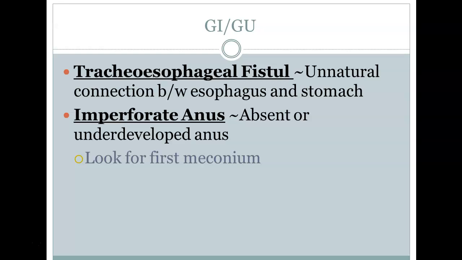So it's very important that we look for the first meconium. We give the newborn about 24 hours to have their first meconium. If they haven't passed one by that point, oftentimes we will do rectal stimulation with a thermometer to see if we can get them to go. If that doesn't work, we might start to suspect, especially in the preterm infant, that they have an imperforate anus, and that will require further testing.